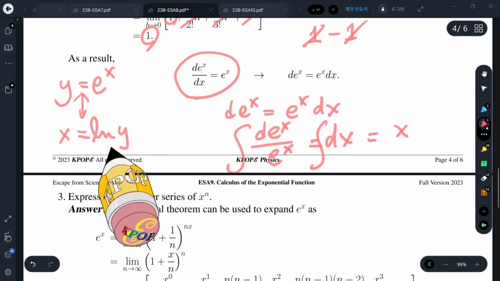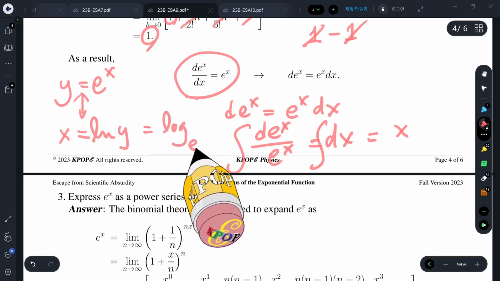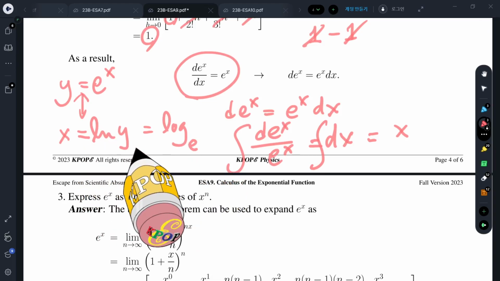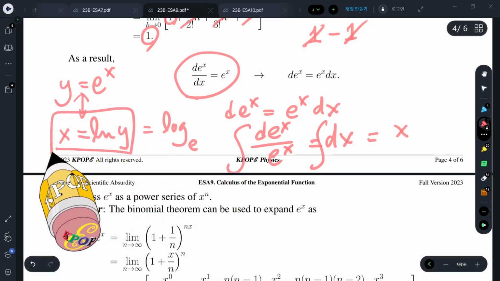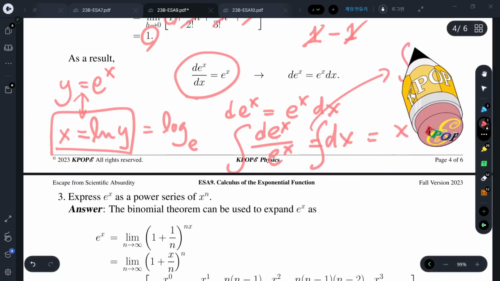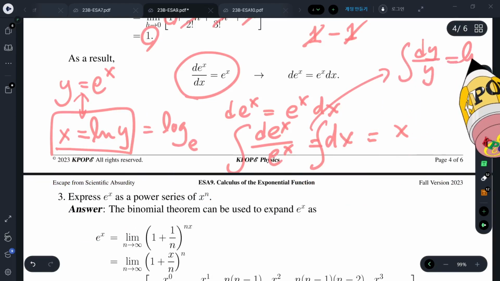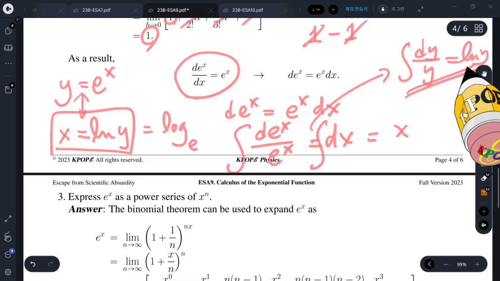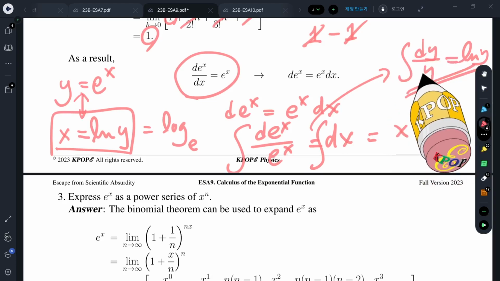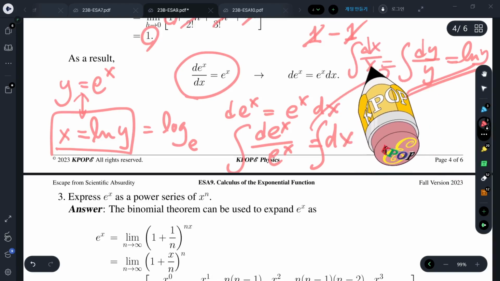This log is log base e, with Euler's number as its base. It's the natural log. So if we make a replacement, this becomes dy over y equals x. What is x? Log y. So we can find this in the integral table for the 1 over x integral. This dummy variable, we can write it this way too.